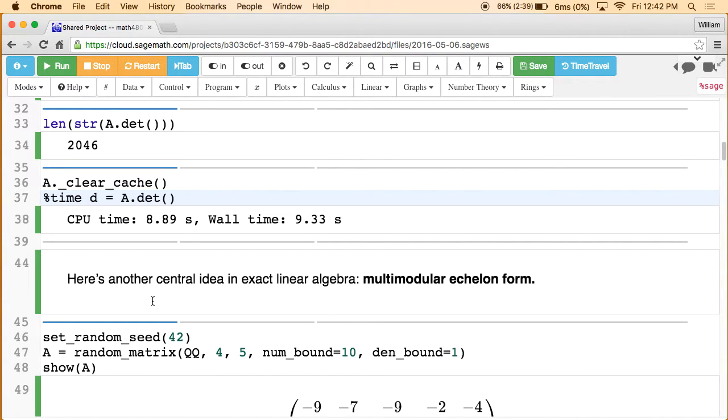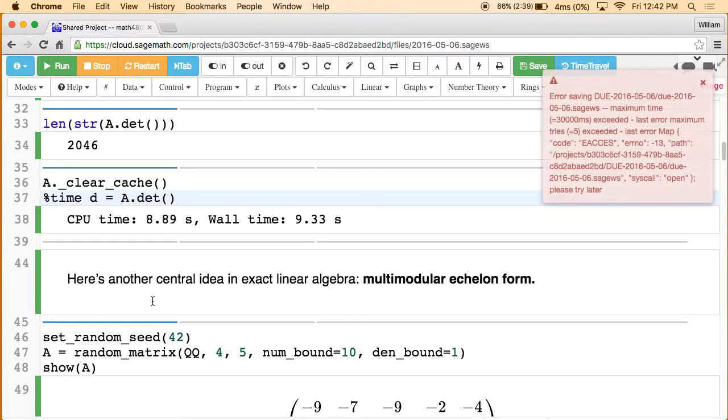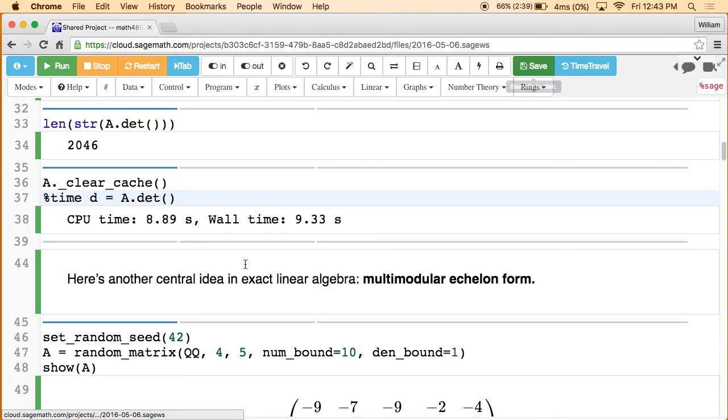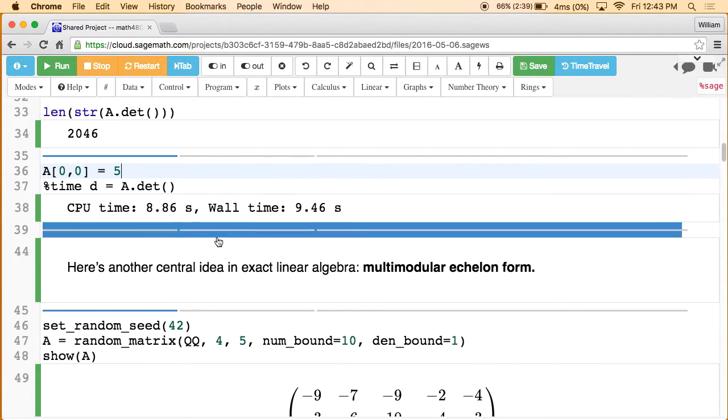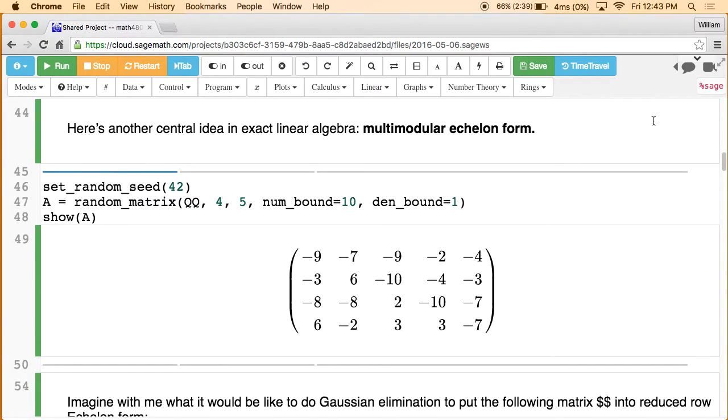You can also change one entry of the matrix. Another thing you could do would be to just change an entry of the matrix. I'll just change the 0, 0 entry to be 5. And anytime you change an entry of the matrix, it clears all this stuff it's cached about the matrix. Obviously, because the determinant will have changed. Okay, so that's that. I just wanted to remind you of that.